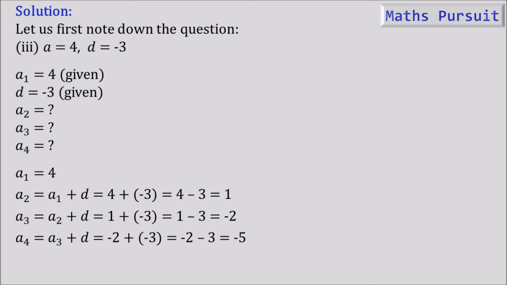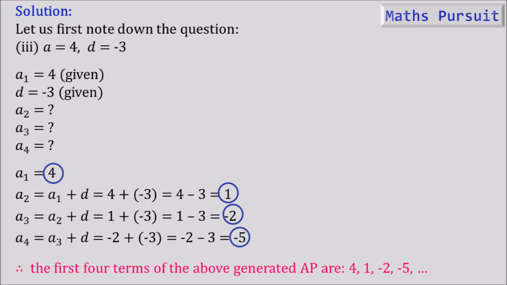So what we got now? We got a1 is 4, this is what is given, and a2 is 1, a3 is minus 2, a4 is minus 5. So we can note down our observation here now. Therefore, the first four terms of the above generated arithmetic progression are 4, 1, minus 2, minus 5. Guys, this is very easy.